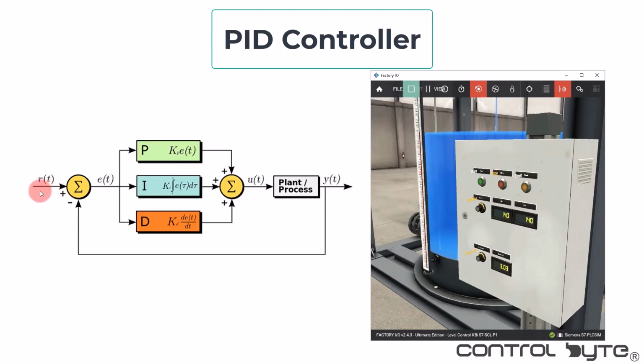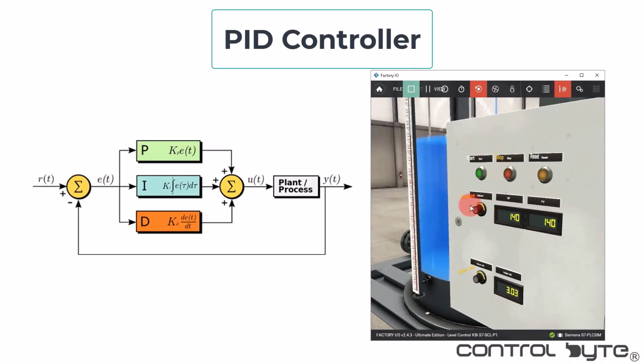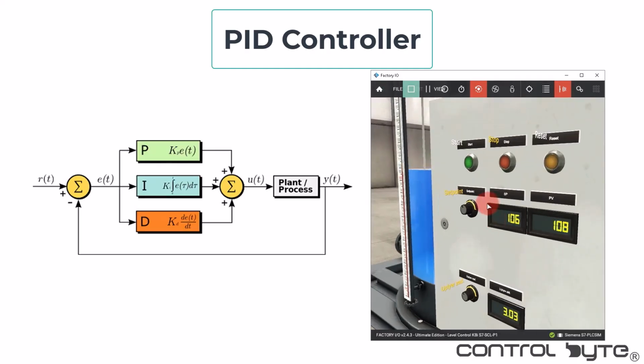The setpoint signal R of t enters the summing node. In our simulation, the setpoint is entered using a potentiometer. The potentiometer outputs a voltage signal in a range from 0 to 10 volts. This value is scaled to represent the liquid level. For example, I have just set the level to 106 centimeters. This value will be used in the controller as the set point.